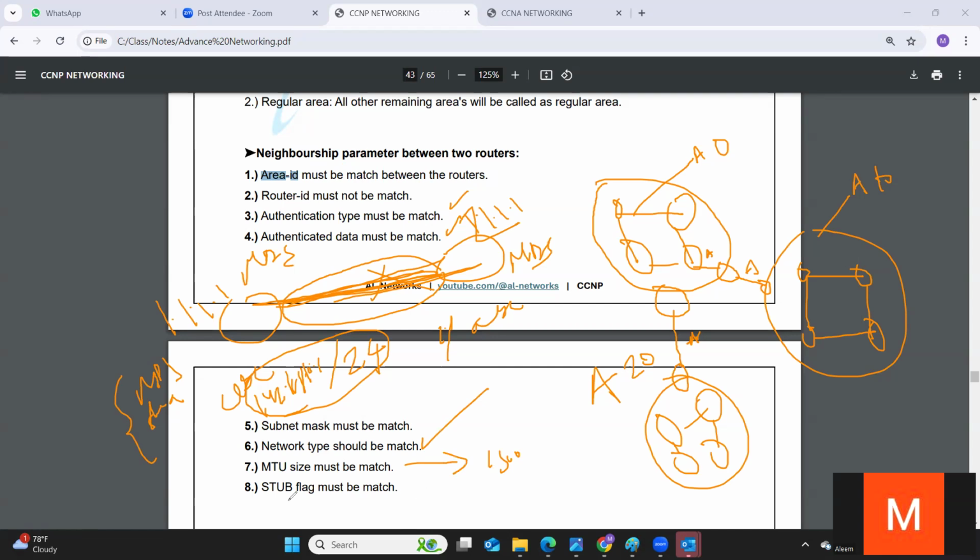The stub flag must match. Here we have some special areas, and whichever you are configuring should match. We have NSSA, stub area, and totally stubby area. These special area concepts are an advanced topic, but whichever you are using, that area type has to match. These are the eight neighborship parameters. If they match, then only the neighborship will be formed. Otherwise, the neighborship will not be formed.